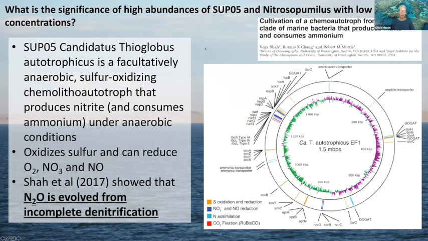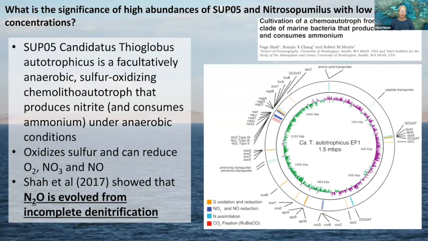Why else is SUP05 really important? Bob's group was able to culture another SUP05. This is Candidatus Thioglobus autotrophicus. It's different than the first isolate because it's a facultative anaerobe, right? It's still a sulfur oxidizer. It's still a chemolithoautotroph, but it produces nitrite, which is going to accumulate in the water column. It's important that it's a facultative anaerobe because not only can it use oxygen when there's sufficient oxygen, but it can switch its metabolism and actually use nitrate as a terminal electron acceptor.